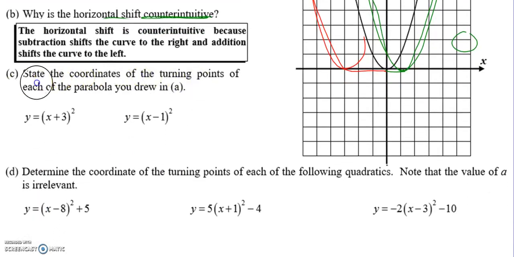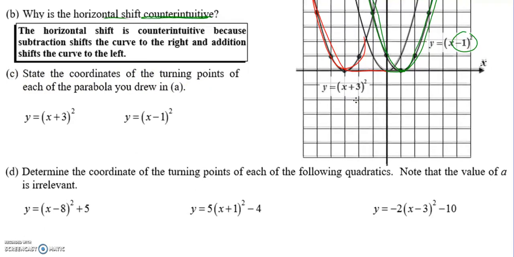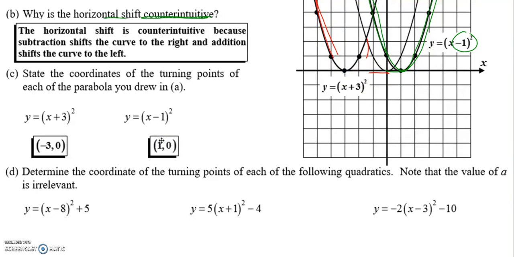And part C should be easy. So let's state the coordinates of those turning points that we already graphed. So hit pause and try that now. All right, how'd you do? This one here is 0, -3. And this one here is, when I said 0, -3, I should have said -3, 0. And this one here is 1, 0.